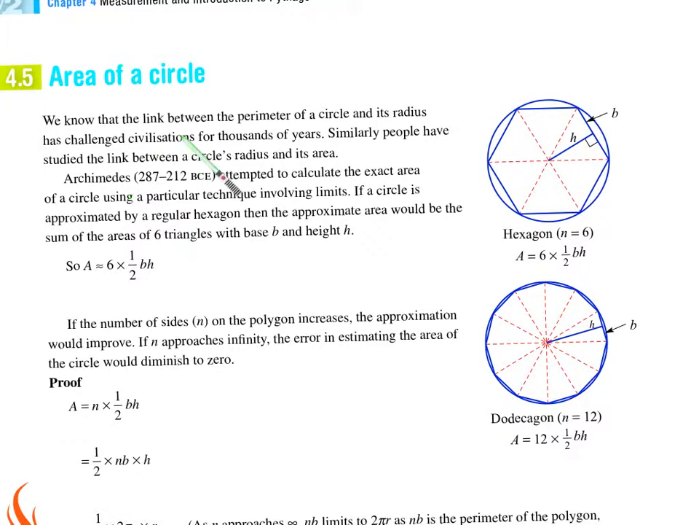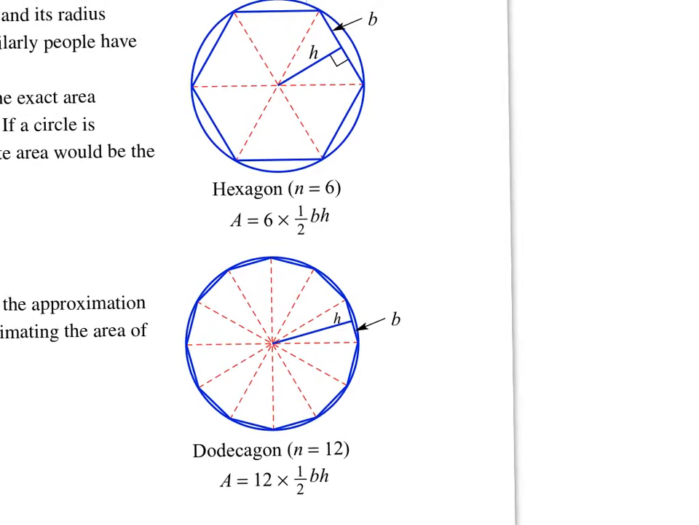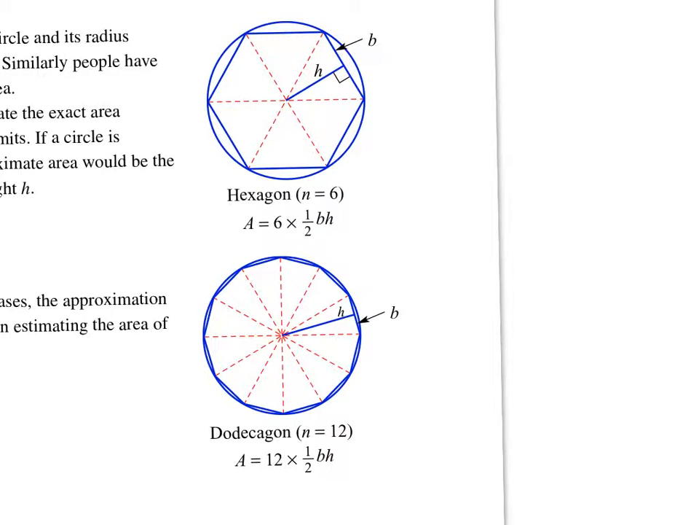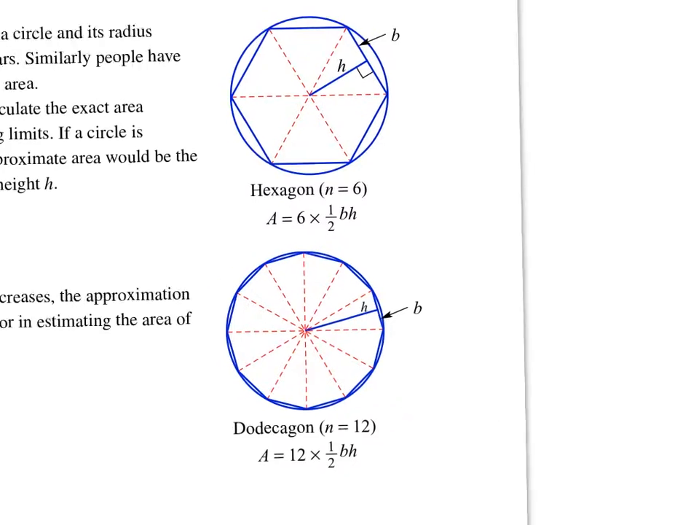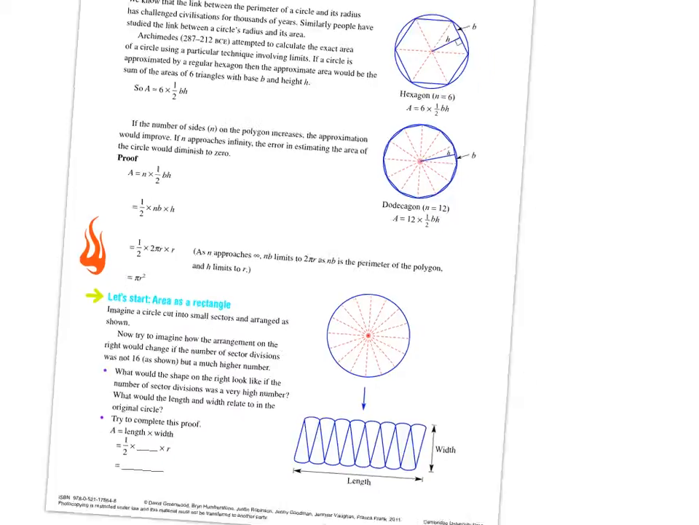So we know that the link between the perimeter of a circle and its radius has challenged civilizations for thousands of years. There's a bit of a funny equation there of what people used to think it might be. Some mathematicians used to, I suppose, play around with adding different sorts of triangles and squares and shapes and different things into circles to try and figure out the area of a circle.